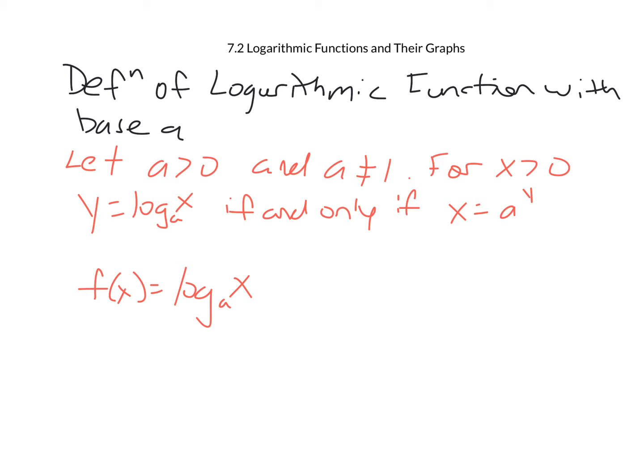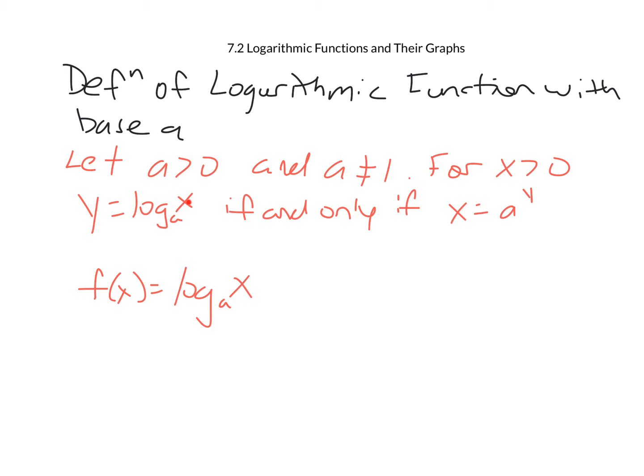Okay, definition time. Let a be greater than 0 and a not equal to 1, similar to our exponential function. For x greater than 0, y is equal to log base a of x if and only if x is equal to a to the power of y. What matches up here is the base of the logarithm is the base of the exponent, and then the exponent is whatever the logarithm is equal to. So it's a way to know how to match them up.